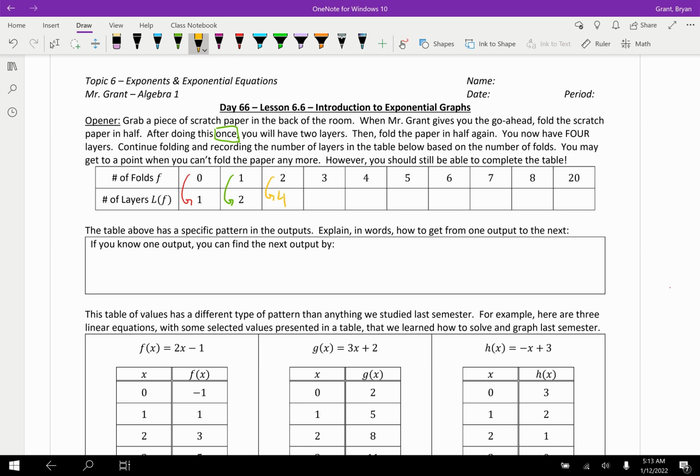So go ahead, pause this video, fold the paper as many times as you can, and let's see how many layers result and how long you can fold that paper. Ready, set, go.